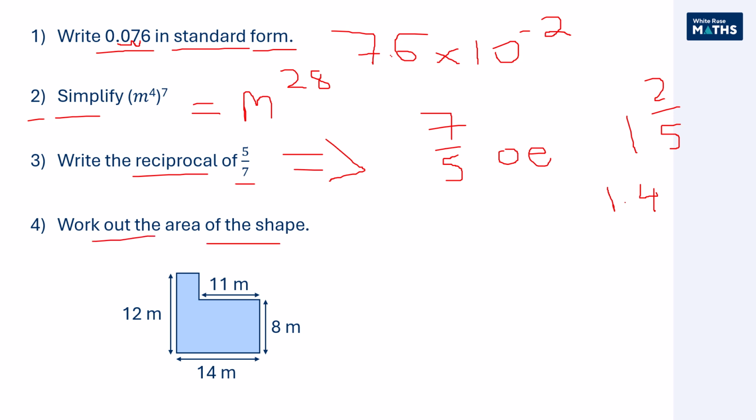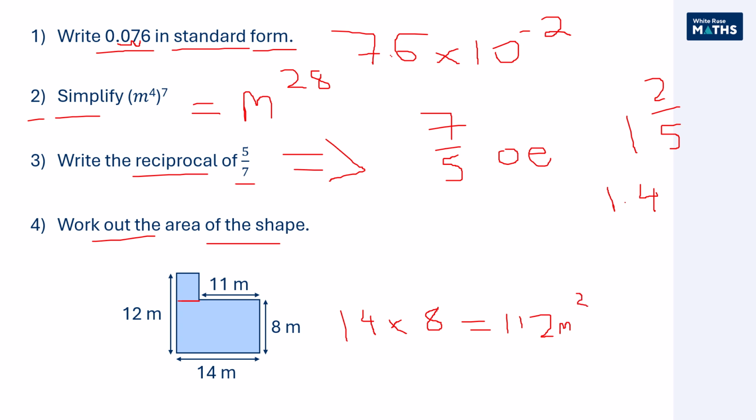Question number 4. Work out the area of the shape. I'm going to make it into a rectangle and a square. So this is 14 by 8. 14 times 8, so double it, double it, and double it again. That's 28, 56, and that'll be 112 if I'm not mistaken. So that's 112 meters squared.